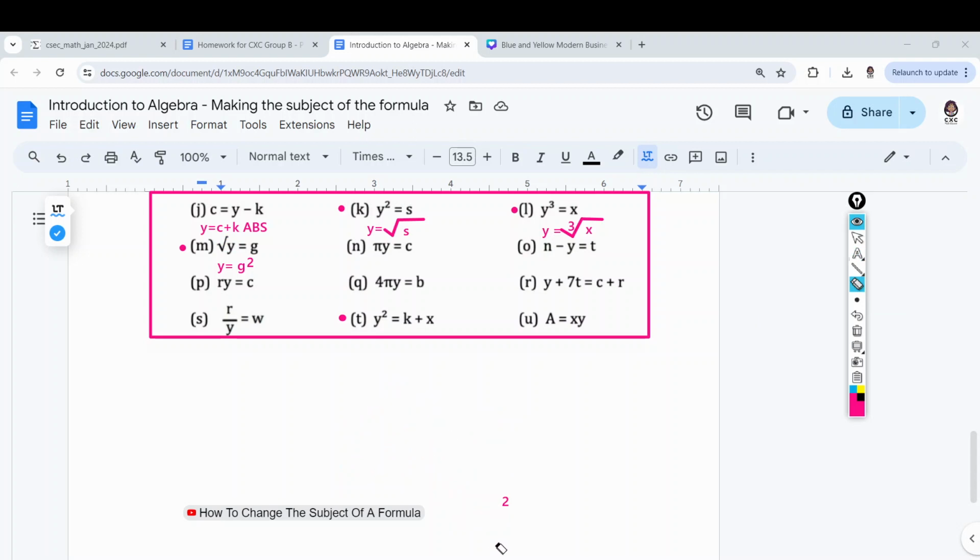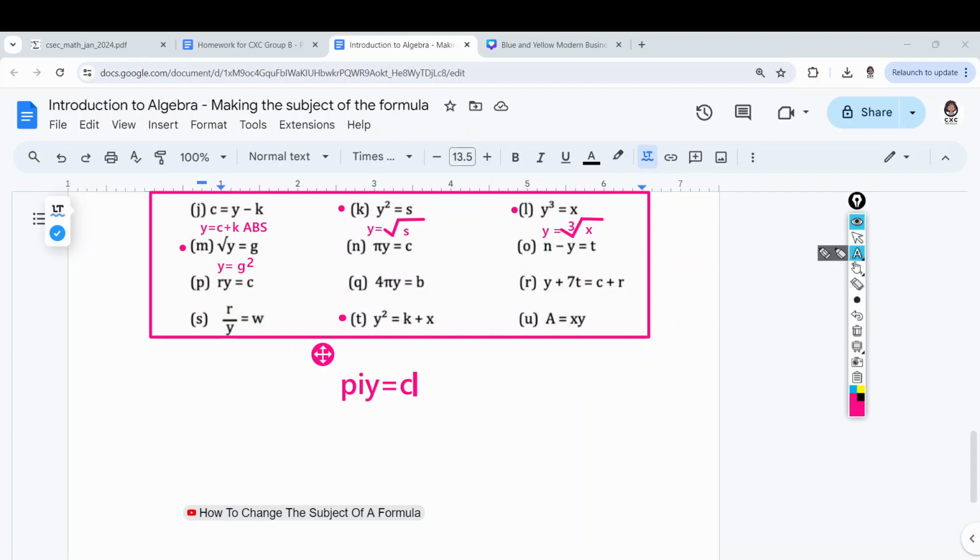Alright, so kind of ease off those now, guys. We're going into the easier ones. We have a question here. It says pi. So I don't have pi on my symbols here. So I'm just going to say pi y is equal to c.